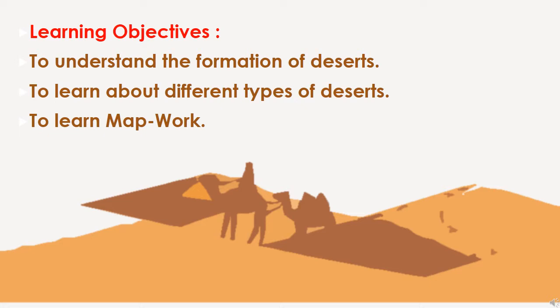So children, the learning objectives of this chapter part 1 would be to understand how the deserts are formed, that is, formation of desert. Rather, first, let us understand what deserts are. Then we'll know something about the formation of deserts. We'll learn about different types of deserts, and also I will teach you how to mark these deserts on the map. So let's begin our exciting journey.